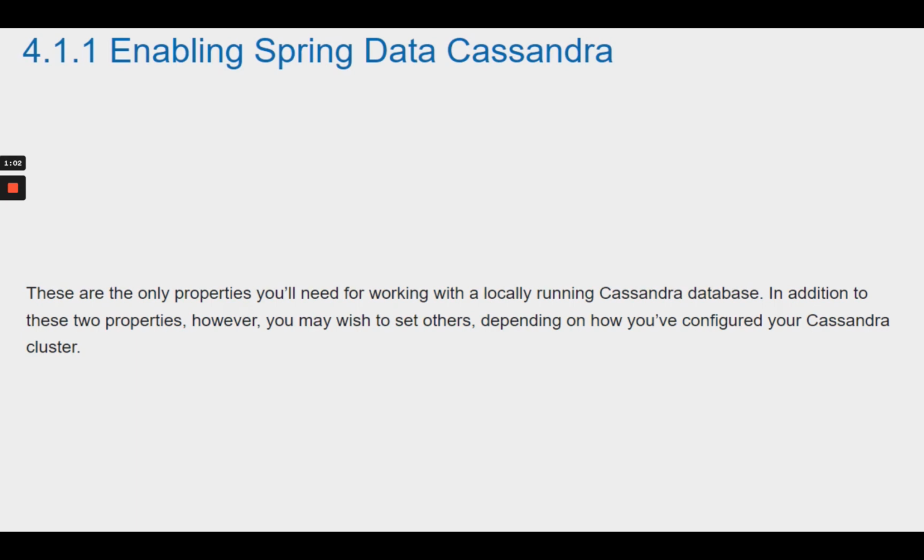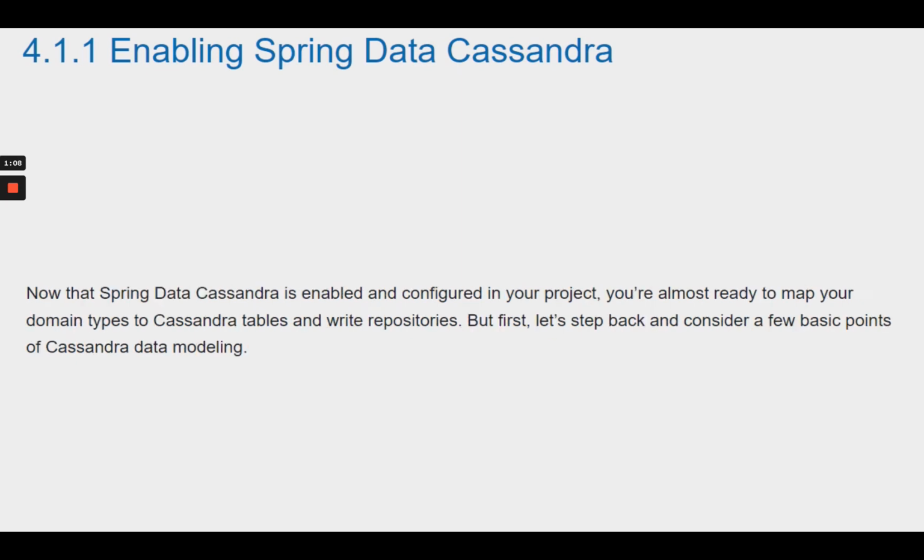In addition to these two properties, however, you may wish to set others, depending on how you've configured your Cassandra cluster. Now that Spring Data Cassandra is enabled and configured in your project, you're almost ready to map your domain types to Cassandra tables and write repositories. But first, let's step back and consider a few basic points of Cassandra data modeling.